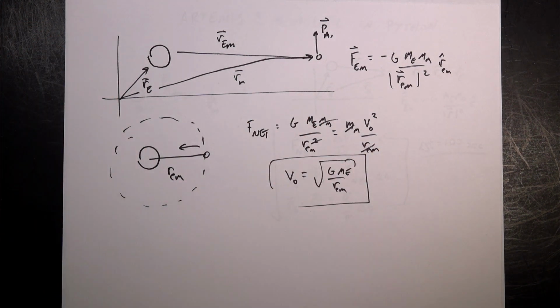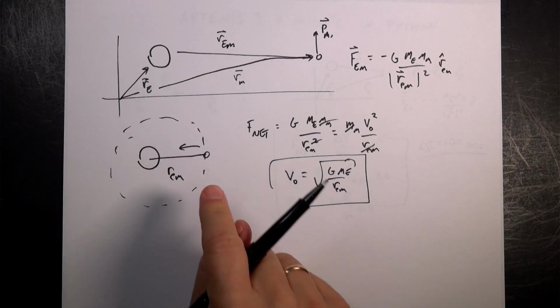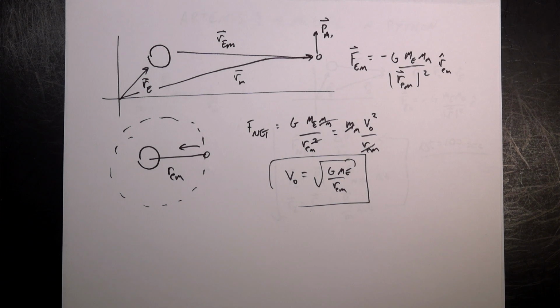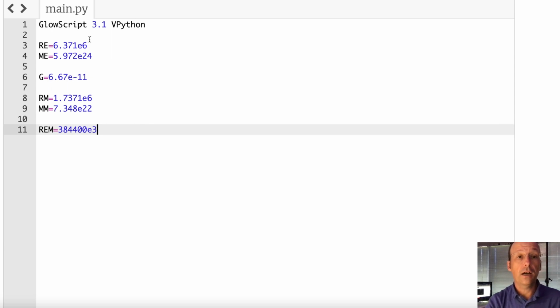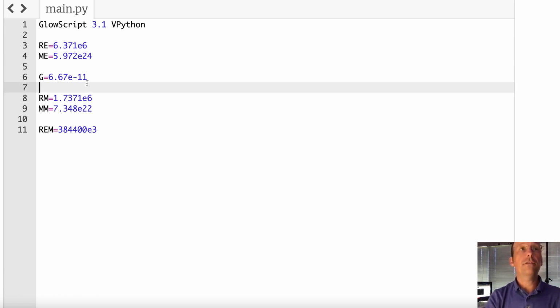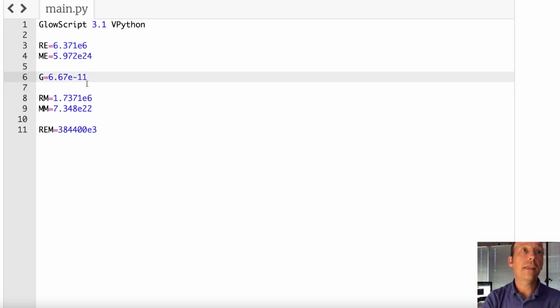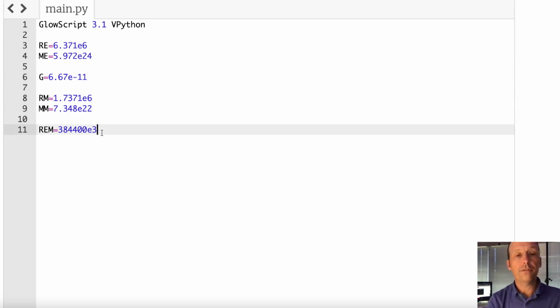Okay. So let's go ahead and build an Earth-Moon system and get it to orbit, and then we'll add the spacecraft. Okay, so jumping over to Python. I already put some stuff in here, so I hope you don't think I'm trying to cheat you or anything like that. Okay, so what I got here is the radius of the Earth in meters, the mass of the Earth in kilograms. This is that gravitational constant G, and then this is the radius of the moon, the mass of the moon, and this is the Earth-Moon distance.